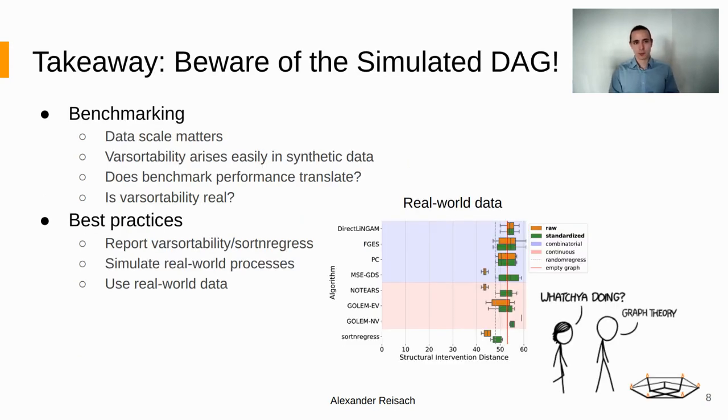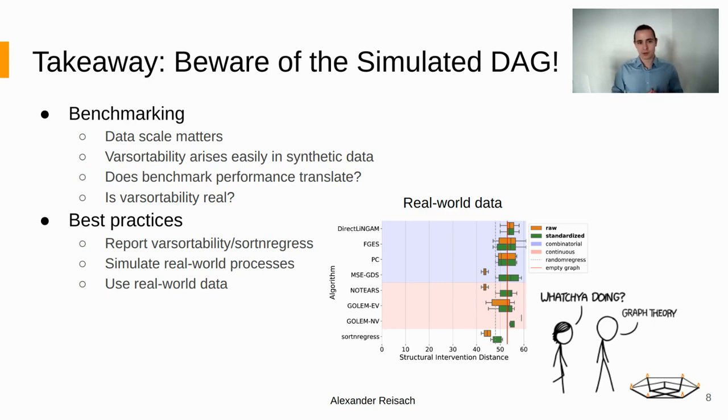All right, so what's the takeaway? In short, beware of the simulated DAG. In benchmarking, it's important that data scale really matters. Whether or not the data is standardized can make, depending on the algorithm, a big difference. And also for real-world data, it may not always be straightforward what's the right scale of measurement, meters, millimeters, things like that. Depending on the algorithm, that can make a big difference.